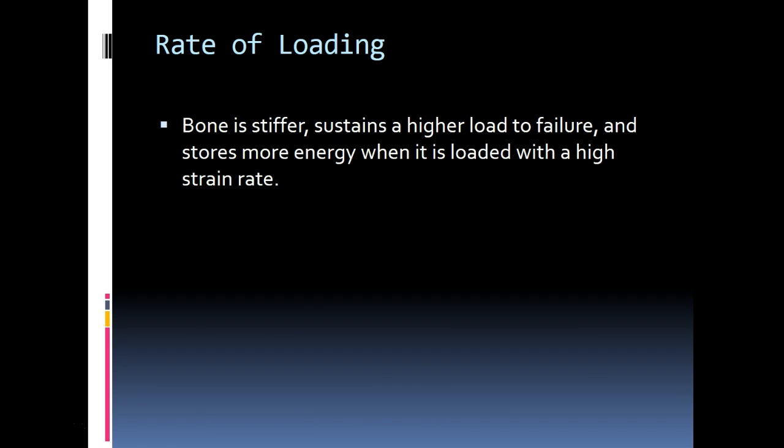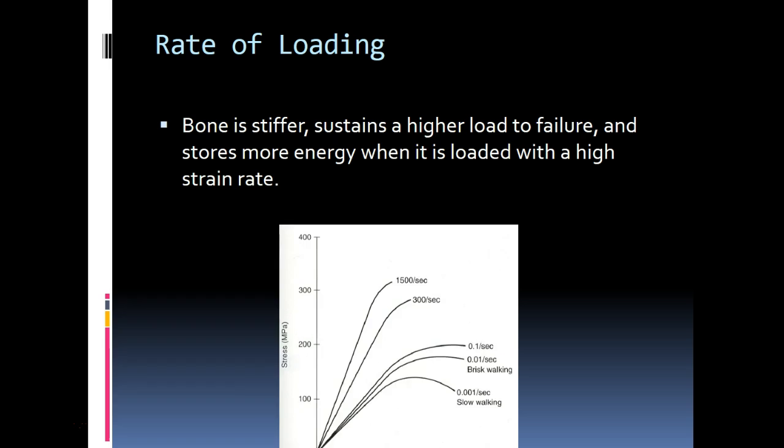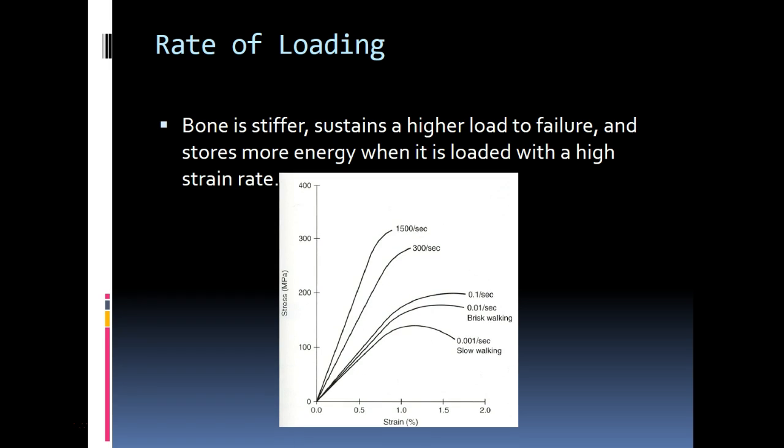So we think about the rate of loading. What we know about bone is that it's stiffer. Obviously, it sustains a higher load to failure, and bones were built that way, right? They were built to withstand a lot of stress. Our muscles and our tendons and our ligaments, not so much, right? And so it would make sense that bone is going to be stiffer when you compare it to other soft tissue structures.